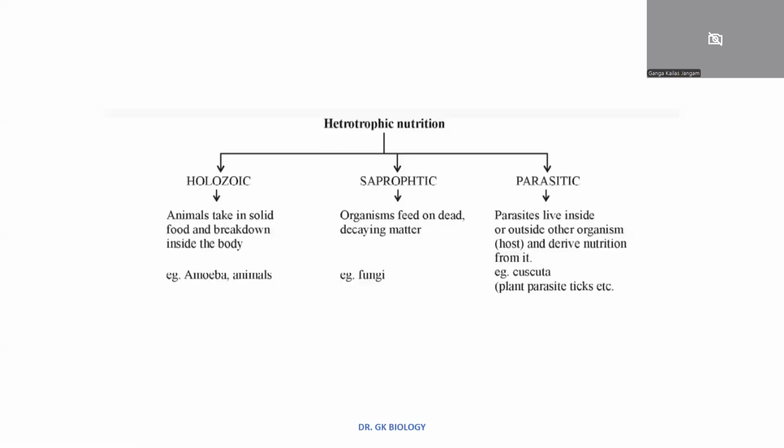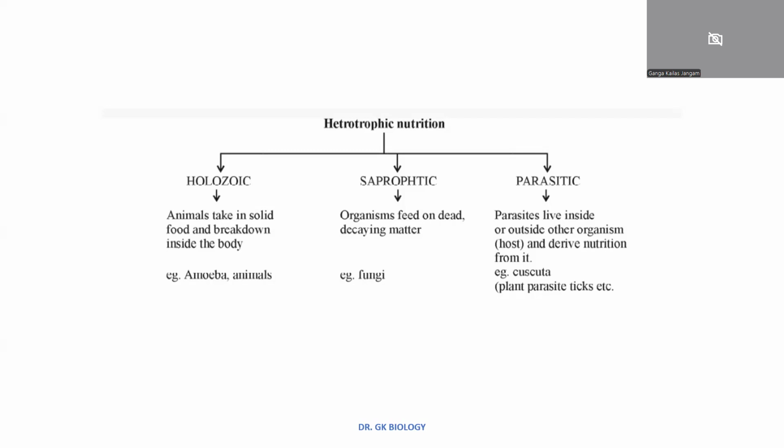So here in the flowchart, you can see what we mean by the heterotrophic mode of nutrition. We studied the autotrophic mode of nutrition, which means the organisms have the ability to prepare their own food. For example, we studied the plants and the simple bacteria. And here is the word heterotrophic mode of nutrition, or heterotrophic nutrition.